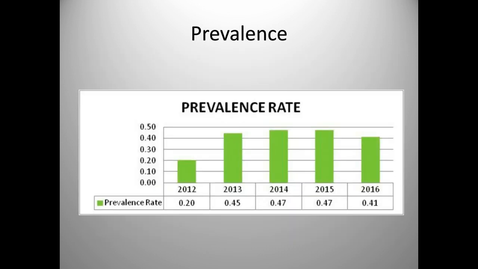So this is the prevalence rate of C. diff in our community. And you can see starting in 2012, we had a spike of the number of patients coming in from the community with C. diff. And this spike could be associated with poor antibiotic stewardship in the community.